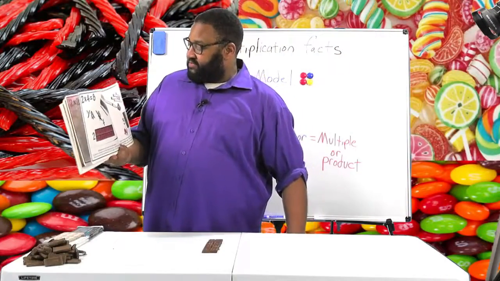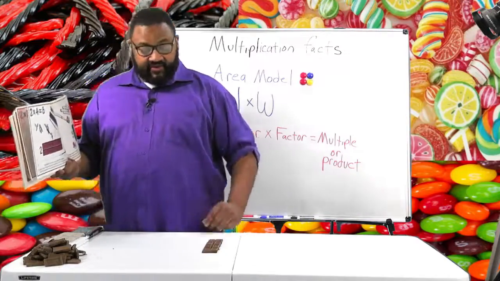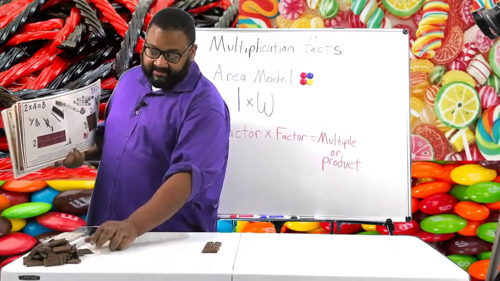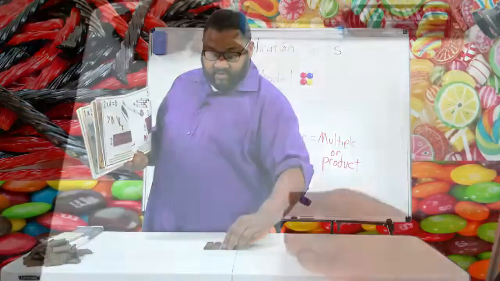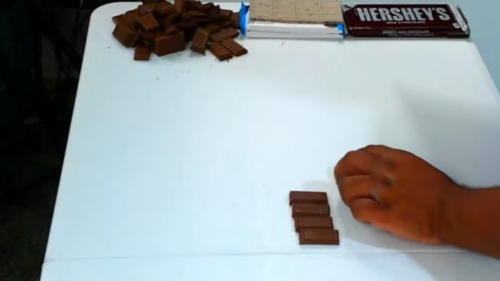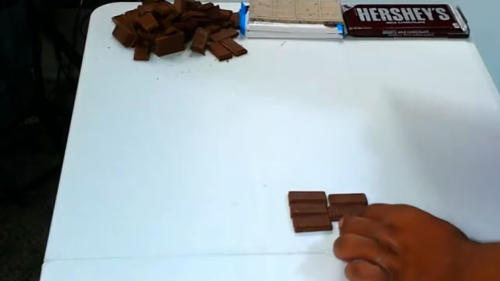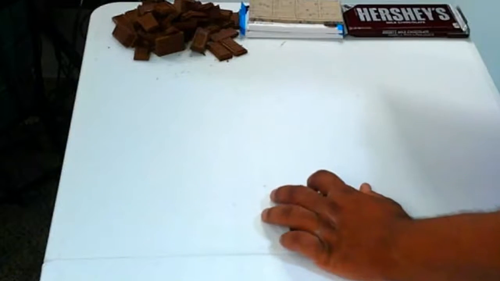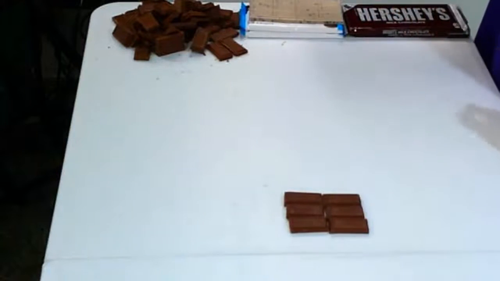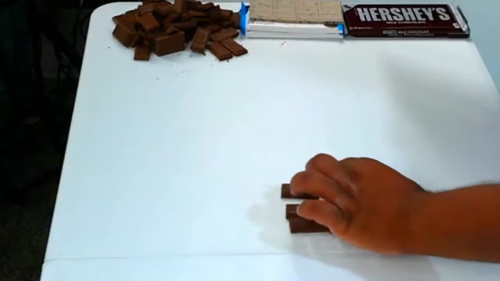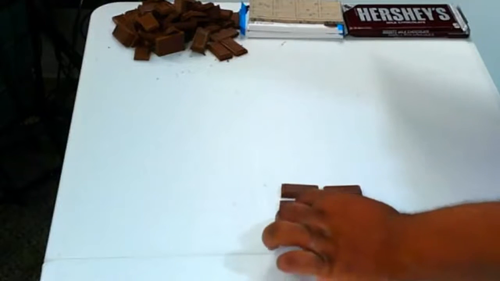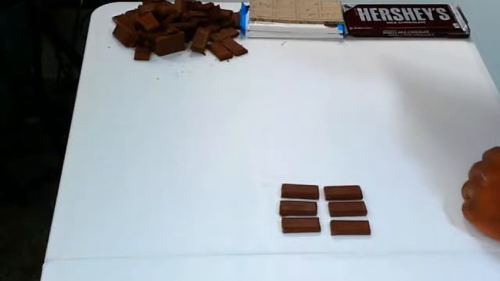All right, guess what I'm going to do this time? I'm going to flip it around. I'm going to put my chocolate back in the pile. And this time I'm still going to use 6. 1, 2, 3, 4, 5, 6. Looks like this. And in this case, it's 3 times 2. 3 times 2 is 6.